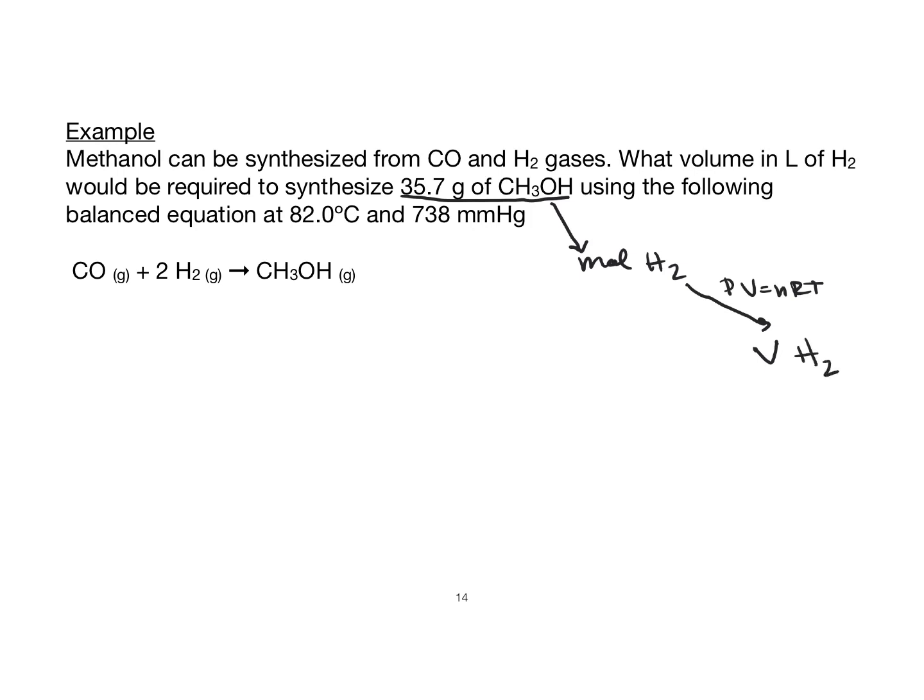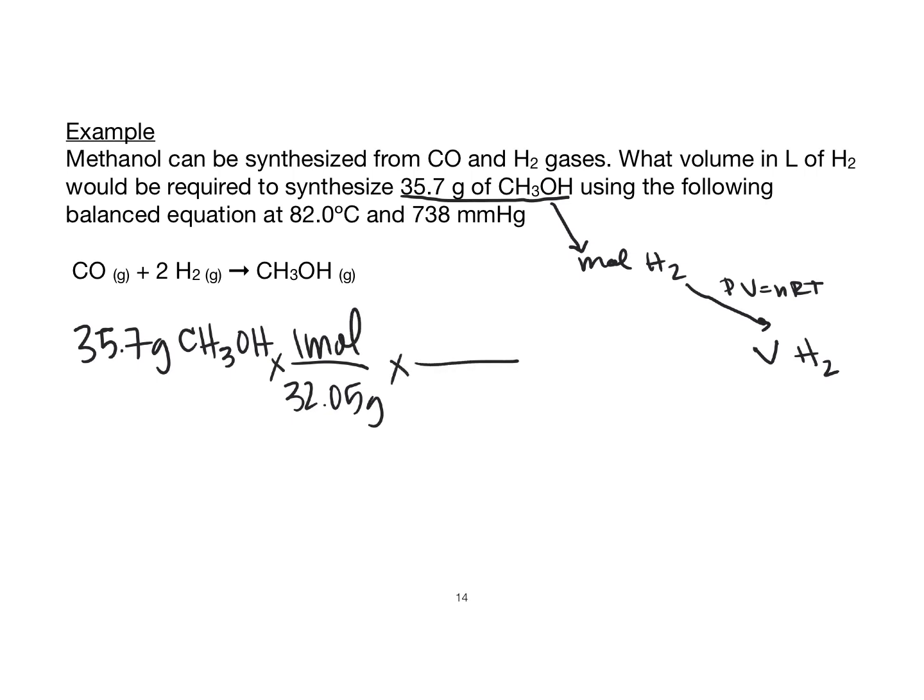So in this case, we're going to start by converting grams to moles and then use our balanced chemical equation. We're going to take our 35.7 grams of CH3OH, divide by the molar mass of 32.05 grams in 1 mole. We're going to use this balanced chemical equation of 1 mole of methanol for every 2 moles of H2. And so that gives us 2.23 moles of H2, and this is going to equal n.